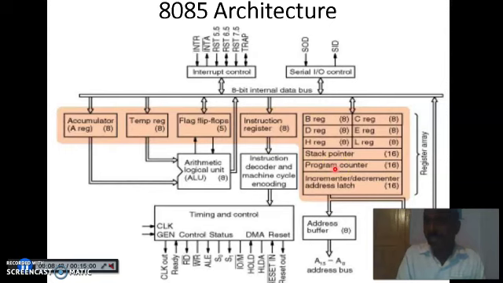These registers are called general purpose registers. What are the general purpose registers? B register, C register, D register, E register, H register, and L register.